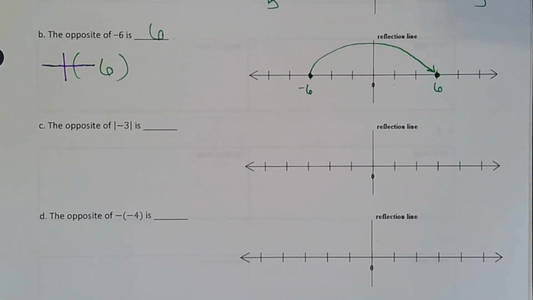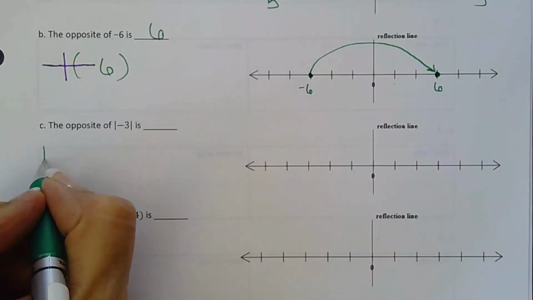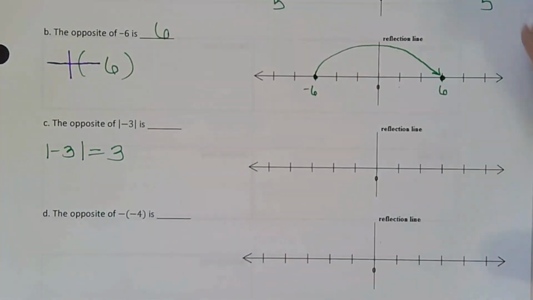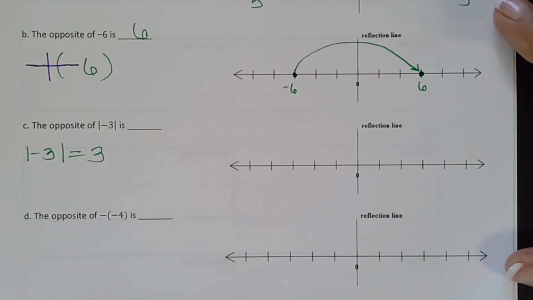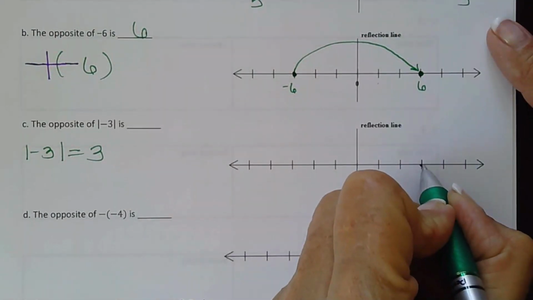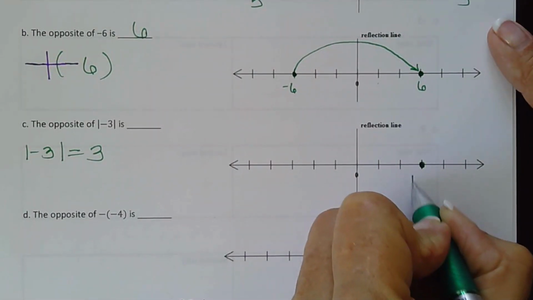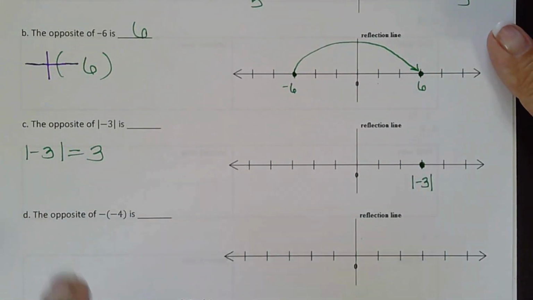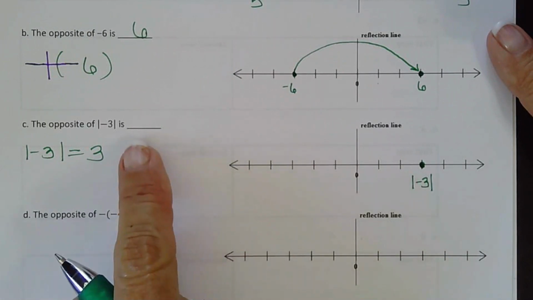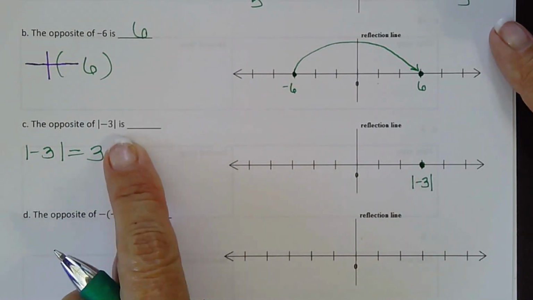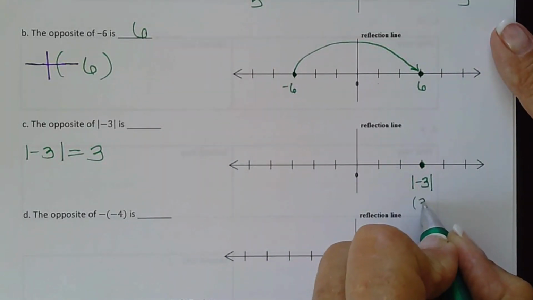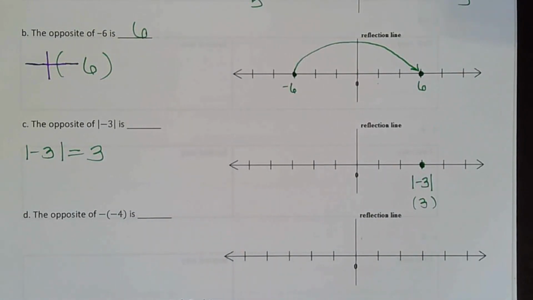Okay, absolute value of -3. First we have to do that down here. The absolute value of -3 is 3. The only difference on this one is we're labeling it like that. Yes, it is 3, but it says the opposite of the absolute value of -3, so we need to write it as the opposite of the absolute value of -3, which, if you want to put your little parentheses there, is +3.